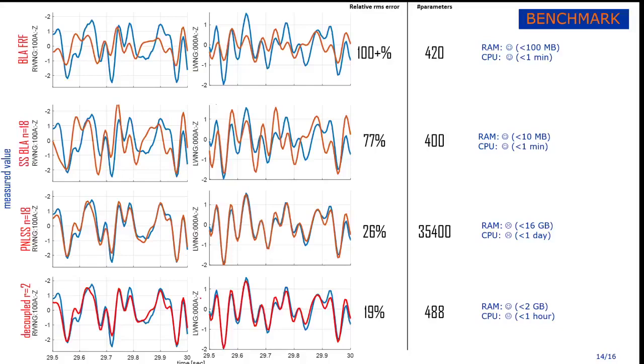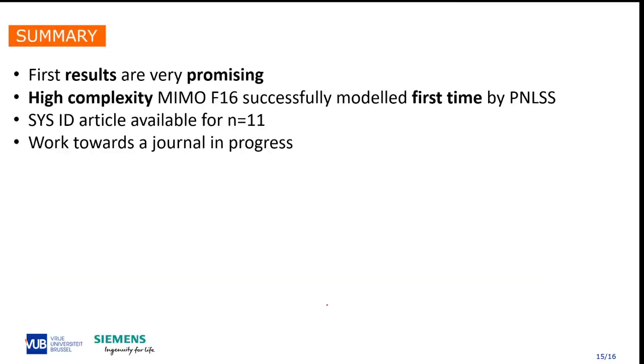Okay, let's conclude the results. We started with a non-parametric Bloom model with a very high level. Then we went to state space representation, polynomial state space representation, and we used this to achieve a decoupled model. Here I illustrate 2 branches, and you can see that this model is very good. To sum up, the first results are very promising. As far as I know, it's the first time we could successfully build a PNLSS model for F16 measurement. This is a high complexity measurement.